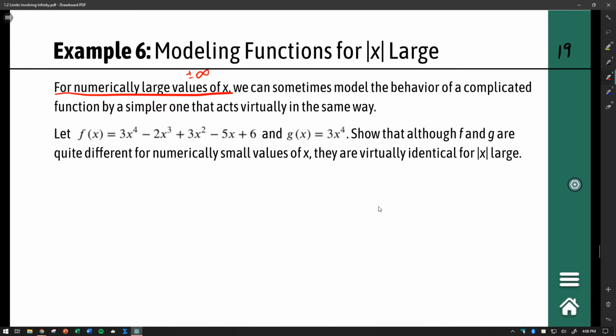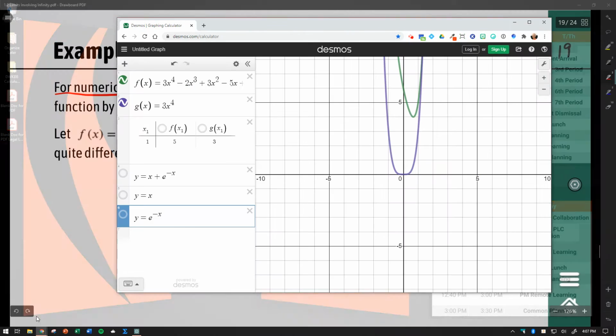So let's let f of x be a function. f of x is 3x to the fourth minus 2x cubed plus 3x squared minus 5x plus 6, and g of x is 3x to the fourth. We want to show that although f and g are quite different for numerically small values of x, they are virtually identical for absolute value of x large. So what this means is as x goes toward infinity and as x goes toward negative infinity. All right, so let's check out these functions on Desmos and see what we can figure out.